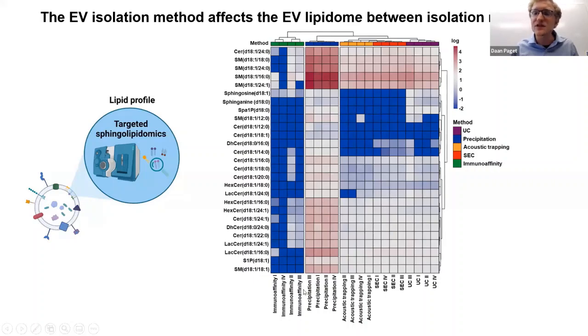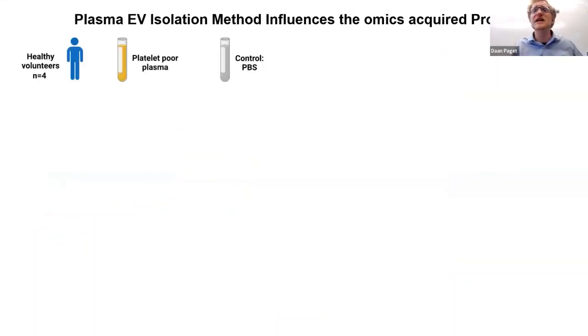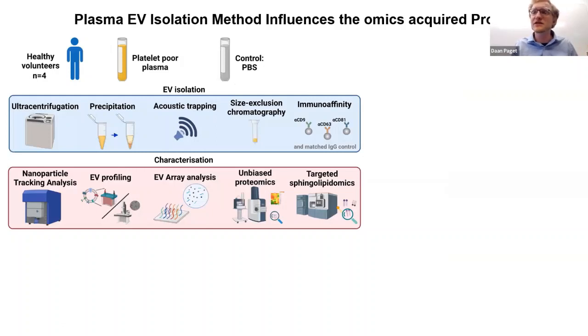In particular, precipitation seems to be very lipid enriched. If we look at the precipitation area, we see a strong enrichment in, for example, different ceramides and sphingomyelins as well. And when we look at the other isolation methods, we see that they cluster nicely together, and we don't really see a very strong lipid signature present. So great, we see differences in the protein concentration, in the particle concentration, in the protein profile and the lipid profile.